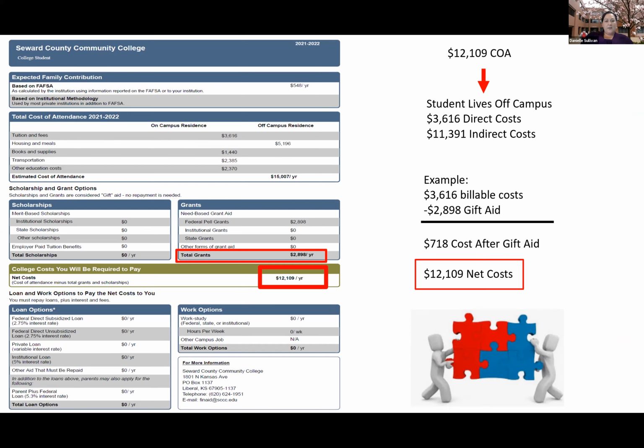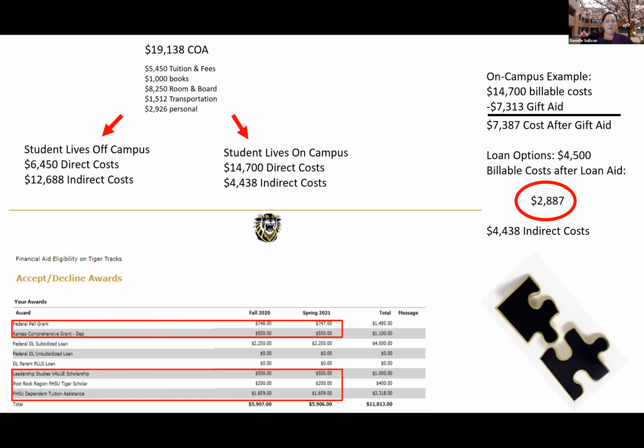So these are our two community college examples. Let's move to a four-year school. This is Fort Hays State University, a little bit out west. Their total cost of attendance is about $19,138, and this includes tuition and fees, books, room and board, transportation, and personal. And again, they have off-campus and on-campus options.